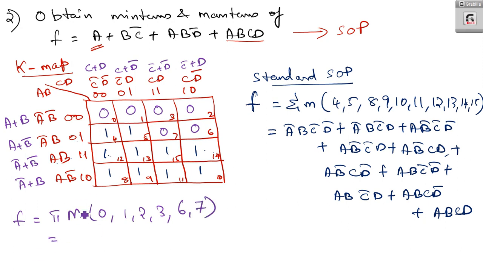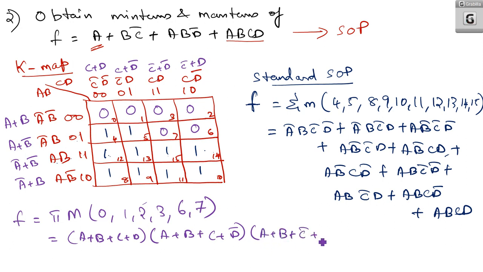So how to write it? What is 0? 0 is A or B or C or D. And what is 1? 1 is A or B or C or D bar. And what is 2? 2 is A or B or C bar or D. Now what is 3? 3 is A or B or C bar or D bar.